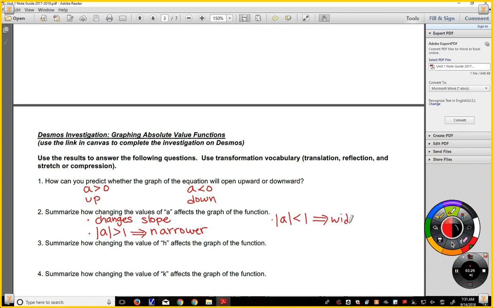And like I said, at the end of Unit 1, we'll talk about whether those are called stretches and compressions and things like that, and we'll use more rich mathematical language. Right now, I just want you to identify, like, this number does this to the graph, okay?